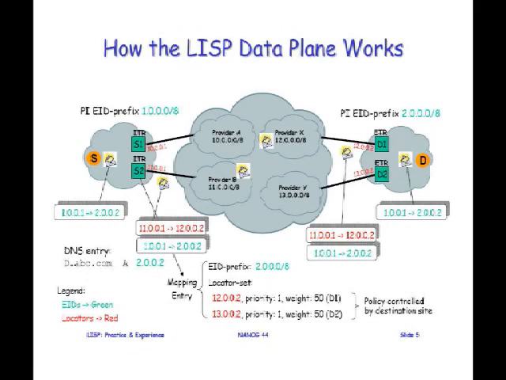Basically, you look up a host's IP address, turns out to be an EID, in the DNS. You send the packet along your IGP to the border. The border encapsulates the packet because it has this mapping entry. We'll see how we got that in a second. And then it just sends it across and decapsulates it.